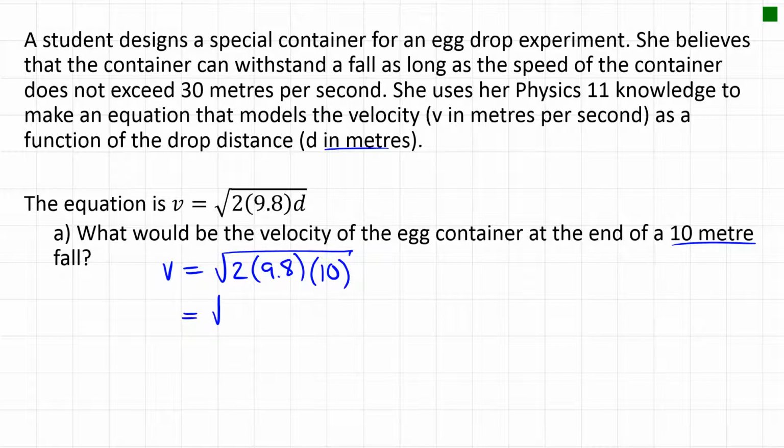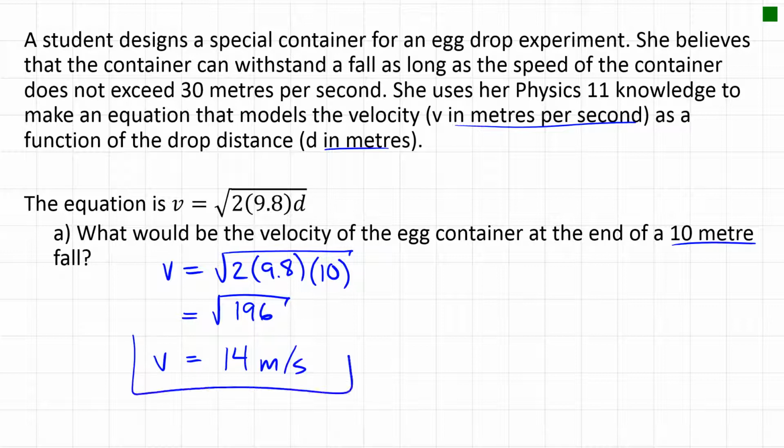So the square root of 2 times 9.8 times 10, or the square root of 196 if you want to do this calculation in 2 steps. So the square root of 196 is 14 exactly. That's a perfect square. So 14, and the speed will be in meters per second. V is in meters per second, so 14 meters per second.